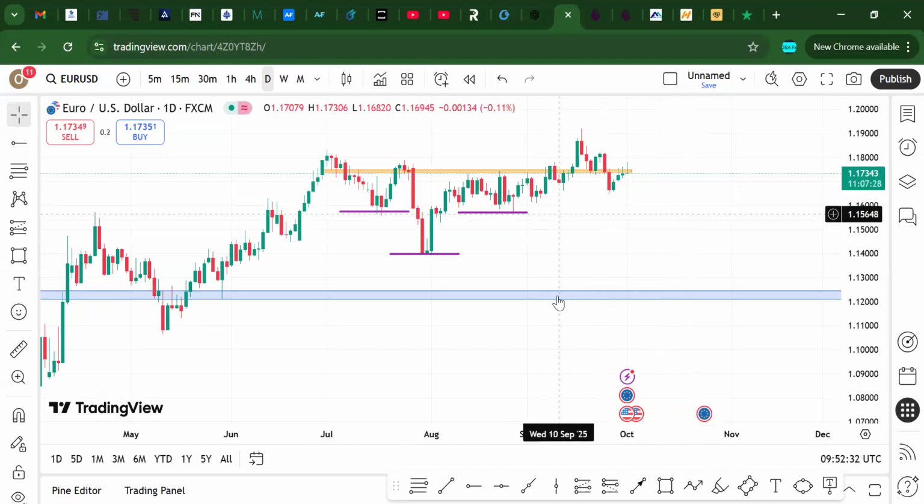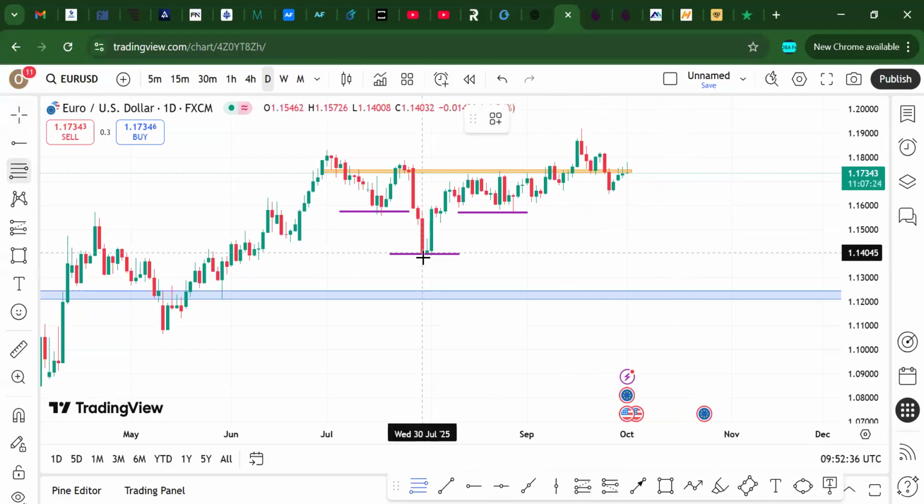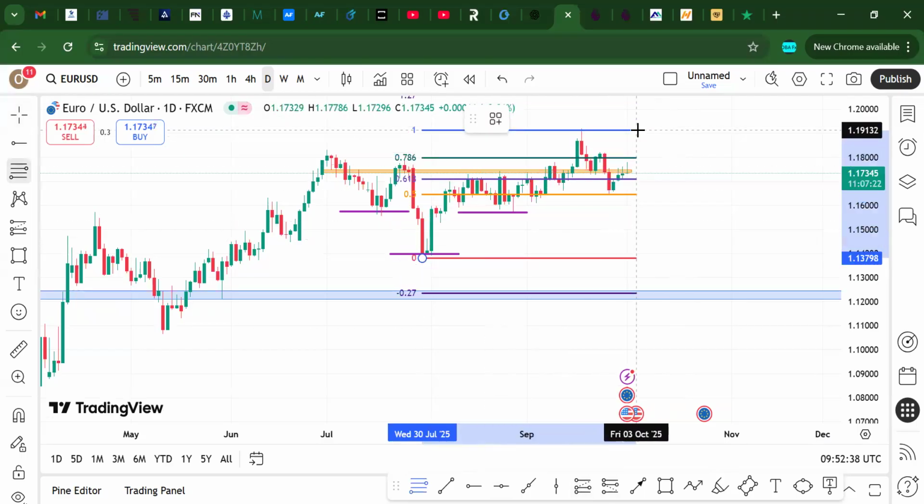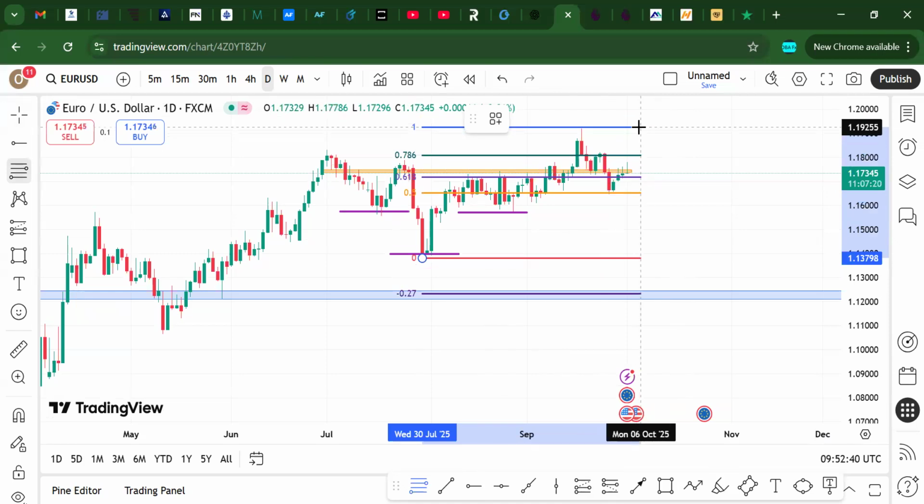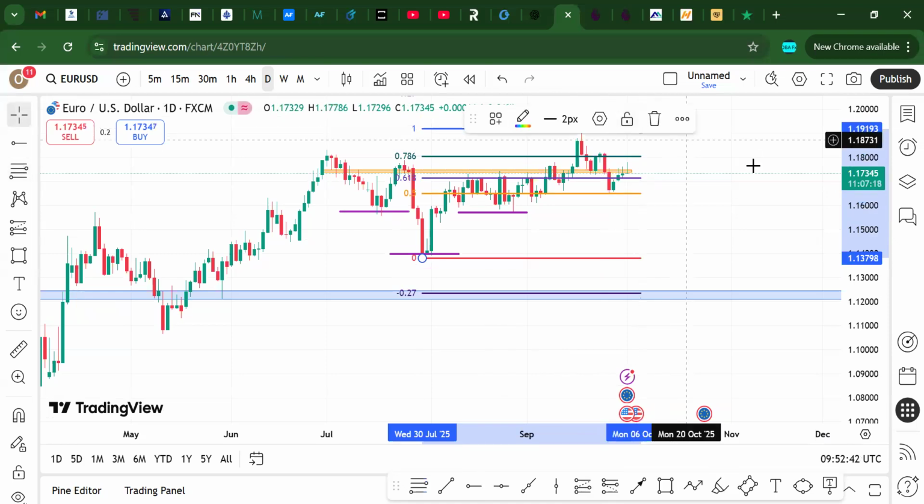And why did this happen? This happened because if I bring my Fibonacci retracement tool and place it here from the swing low to the swing high, we can see why price came beneath the neckline.